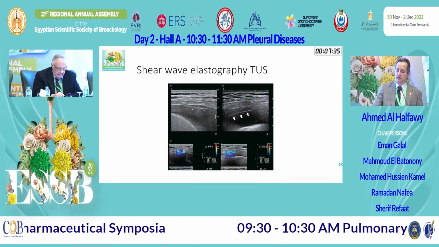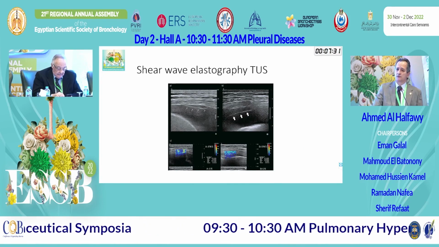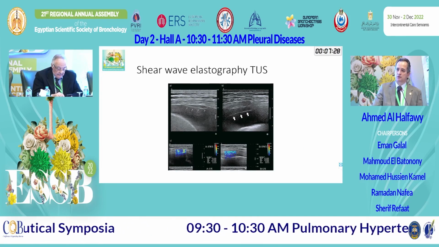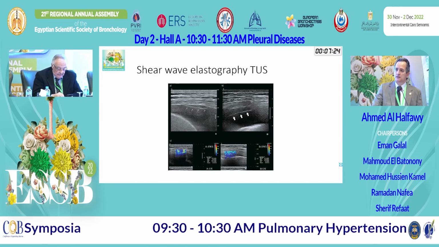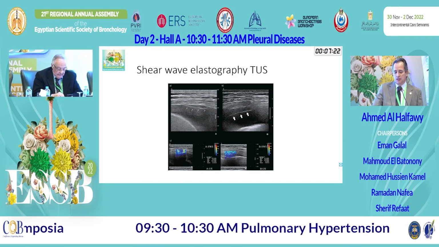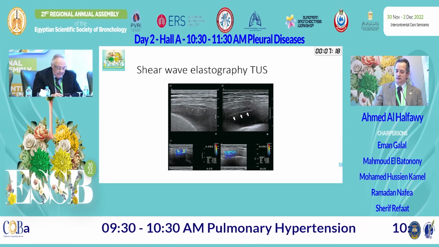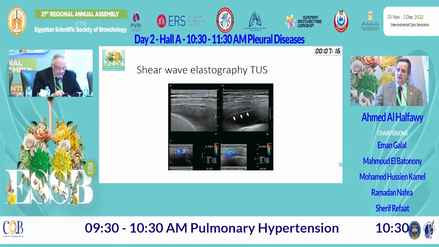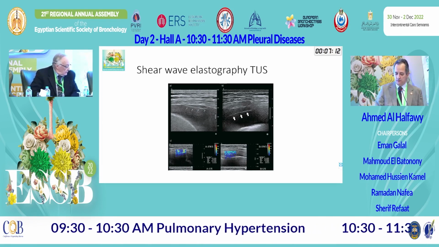The shear wave ultrasonography, we first heard of this in EBUS ultrasonography to detect the firm and hard lymph nodes. This is the same, but in pleural disease, you can detect the harder parts of the lesions to get biopsies that would be more representative of malignant disease.